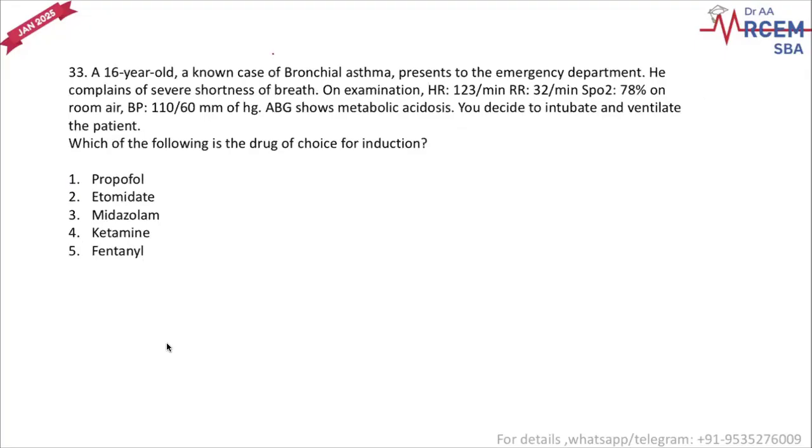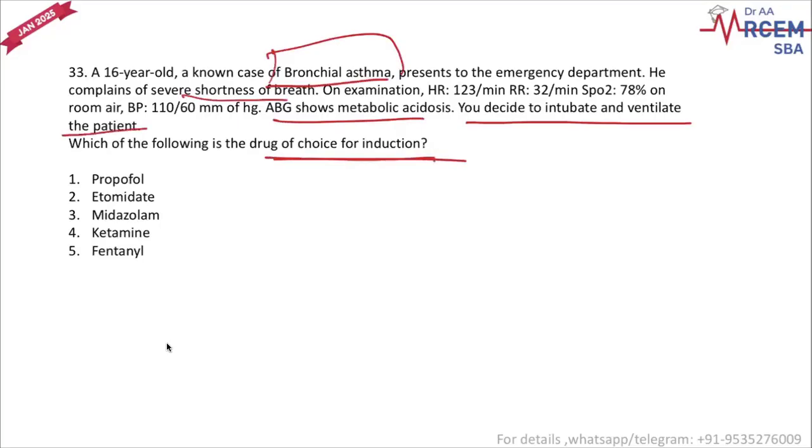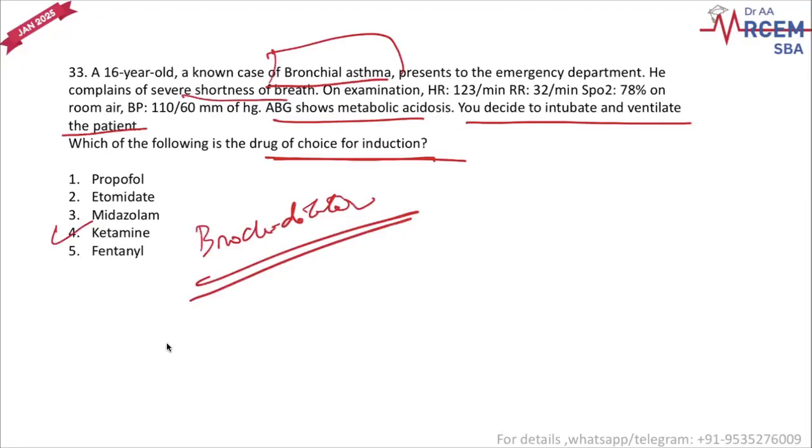A 16 year old, known case of bronchial asthma, presents to the ED with worsening of breathing difficulties. ABG shows metabolic acidosis. You decide to intubate the patient and ventilate. Drug of choice for induction? Ketamine, because it has a bronchodilator function. Because of this, you use it in asthma as the drug of choice, ketamine for induction.